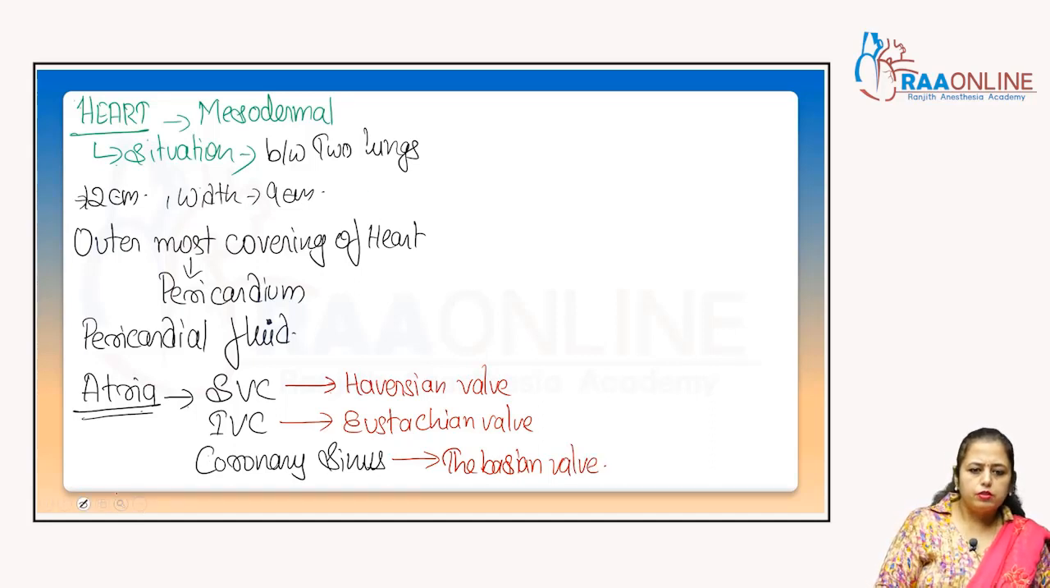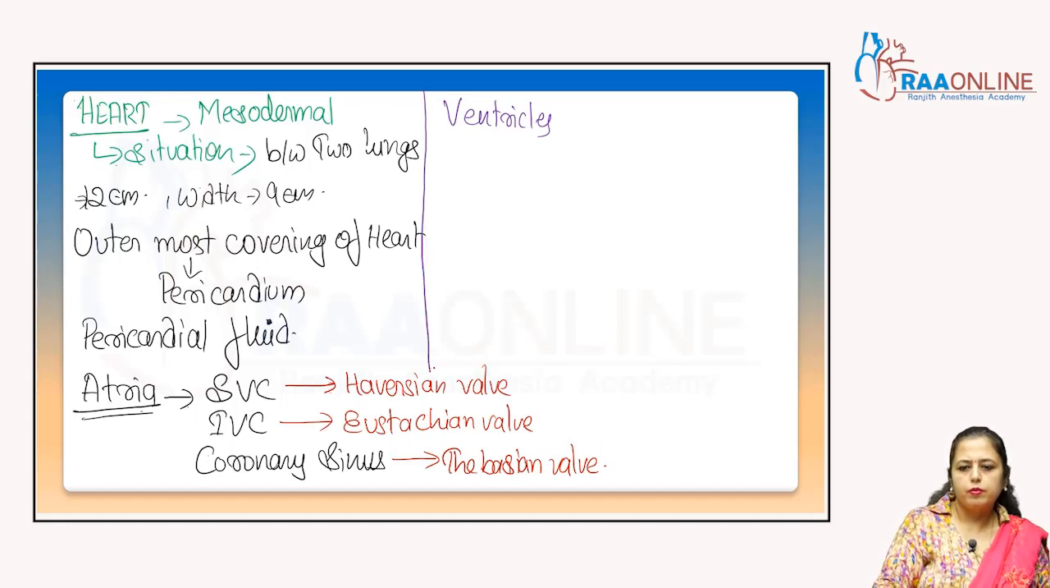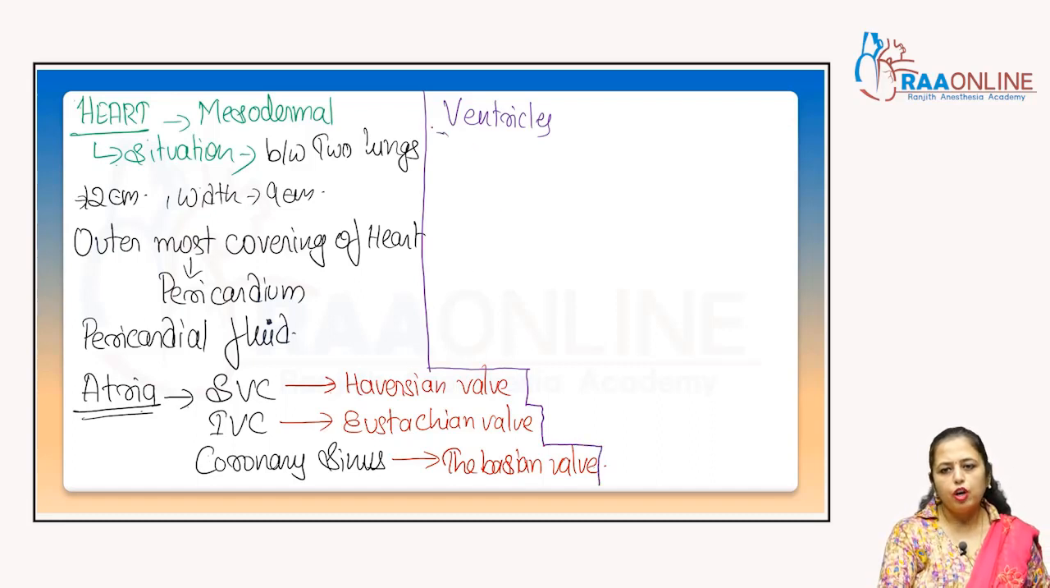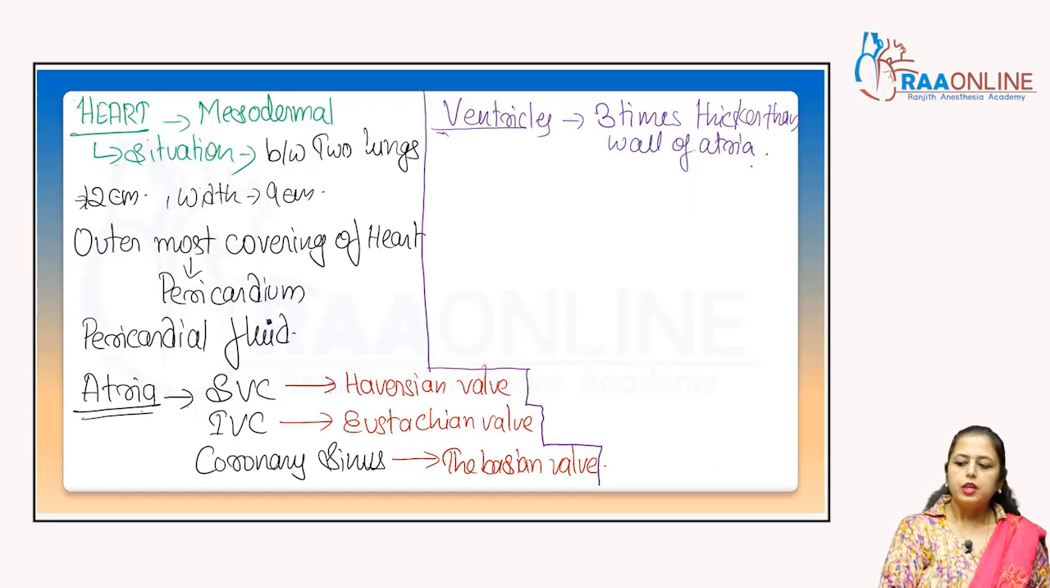When we talk about the ventricles, the wall of ventricle is 3 times thicker. The wall of ventricle is 3 times thicker than the wall of atria. Right?